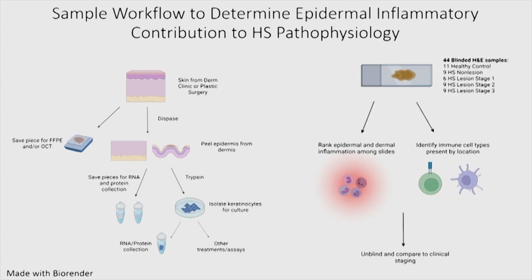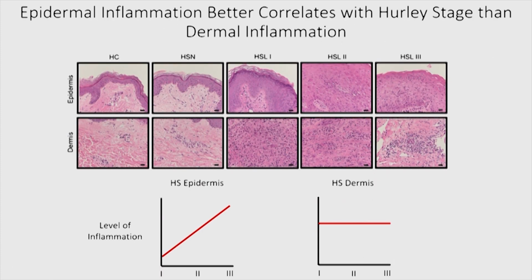Now we have a lot of this in graphical format, but for time, I'm just going to show you a summary of what we found. So with a healthy control and the non-lesional samples, we see that inflammation in both the epidermis and dermis is minimal. You get some infiltration of immune cells, but not too much. They're quite similar. But when we start to separate out the lesional stages in the epidermis and the dermis, we start to see some differences by stage.